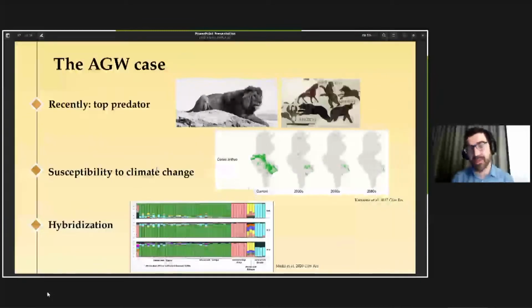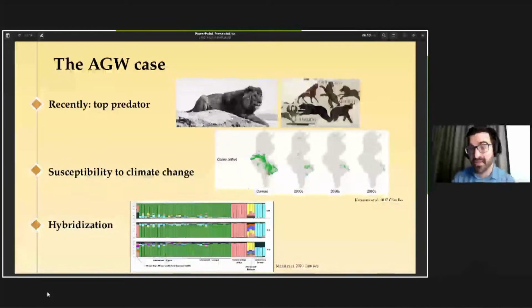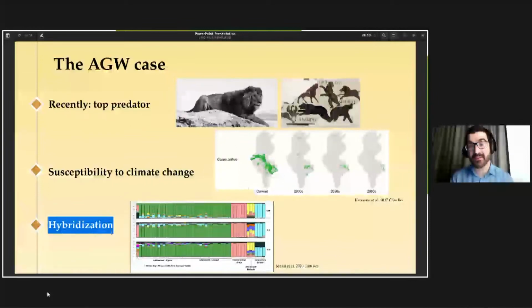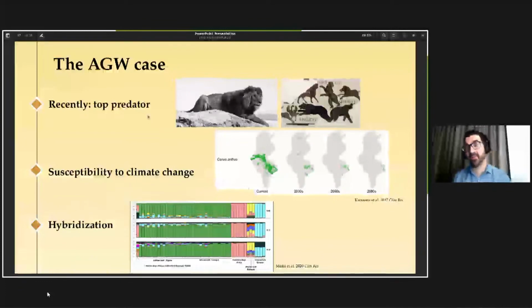In general, though, it has been studied that it could be susceptible to climate change. Recent studies in Tunisia explored how, through niche modeling, African golden wolves could basically lose all of their possible distribution in Tunisia by the 2080s. But it is important to note that this species has some potential for hybridization, and it's very interesting as a species because it recently became a top predator north of the Sahara, which means that its conservation could potentially help the conservation of entire ecosystems across the African continent.